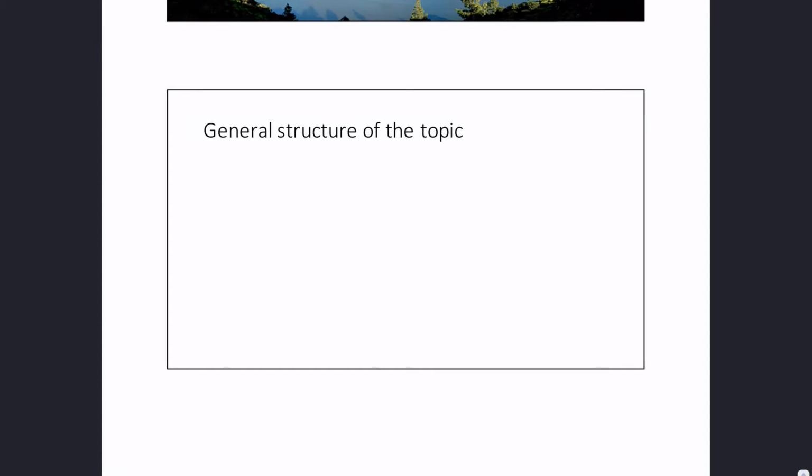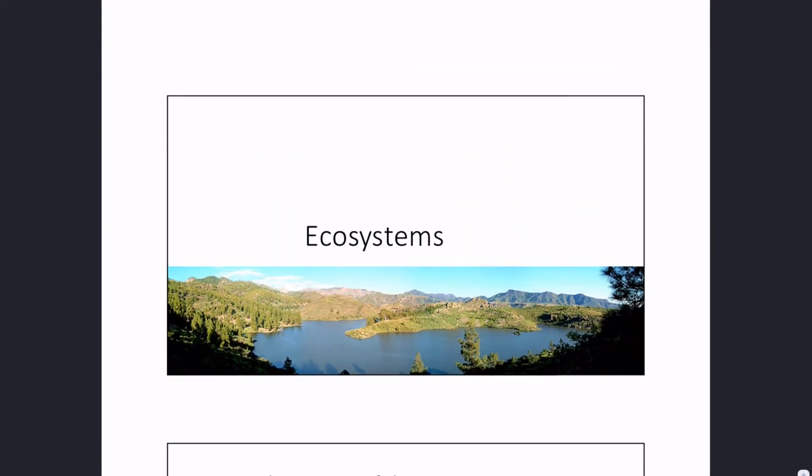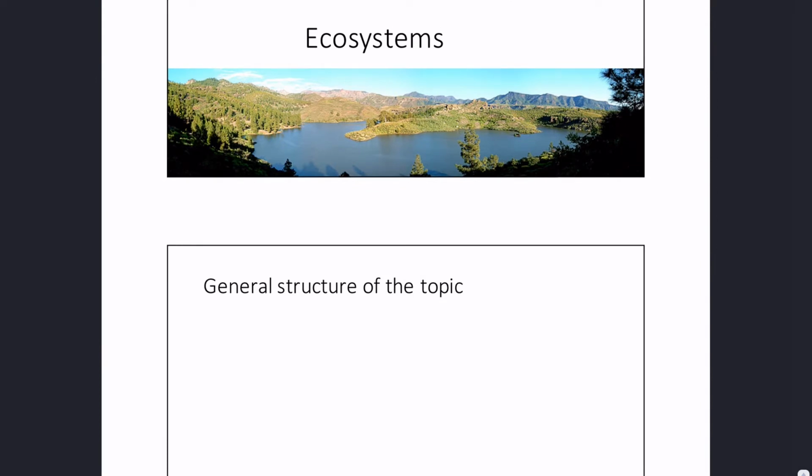Okay guys, so let's just quickly review ecosystems, section 5.1 from the textbook. It's all about ecosystems, and let's just quickly discuss the general structure of the topic. Essentially, topic 5 is really about climate change, building on some ideas from topic 4.